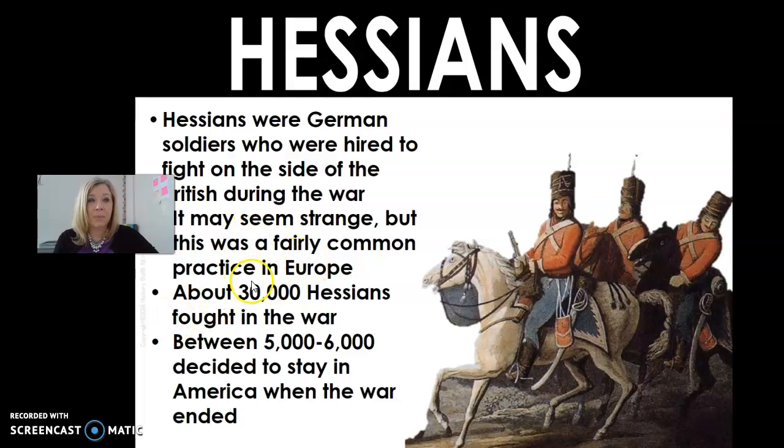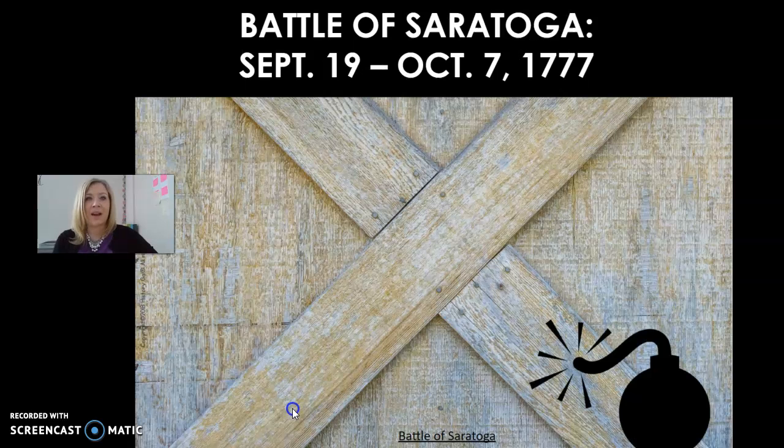This was very common in Europe at this time period. This is not something that would be unheard of. And there's about 30,000 Hessians who actually fought in the Revolutionary War. And then after that, about 5,000 to 6,000 is estimated to have decided to stay in America where the war ended. So some of us, uniquely in this area, have direct ties to Hessians because this is a very Germanic area. So that's just kind of a fun fact.